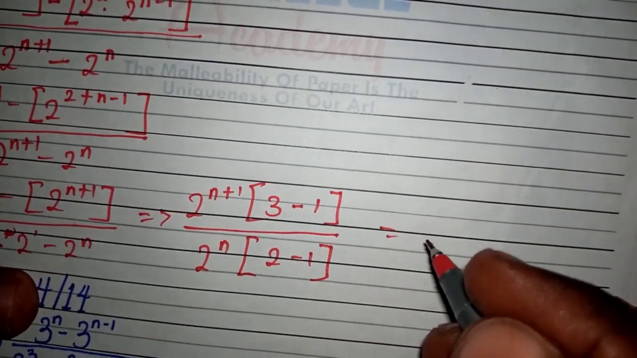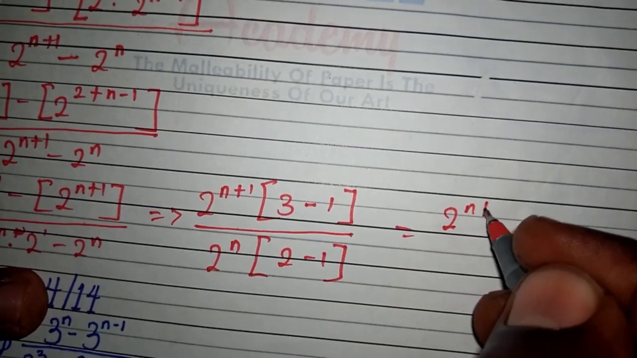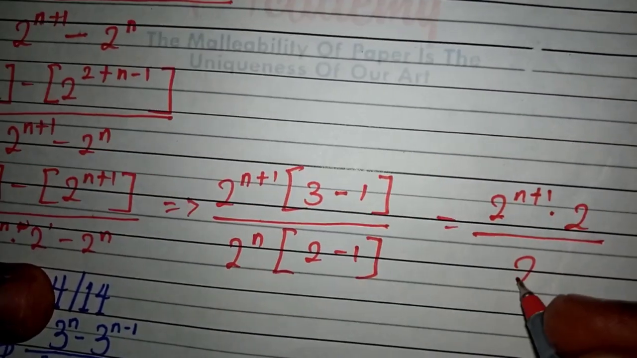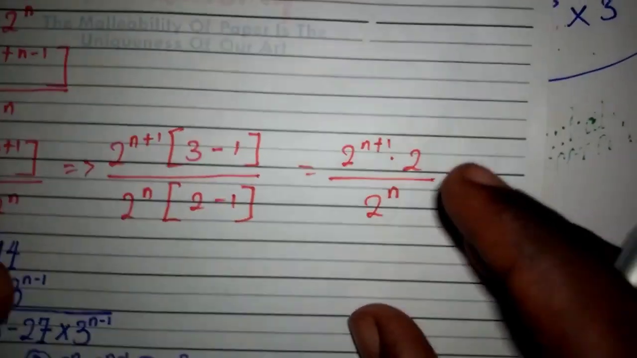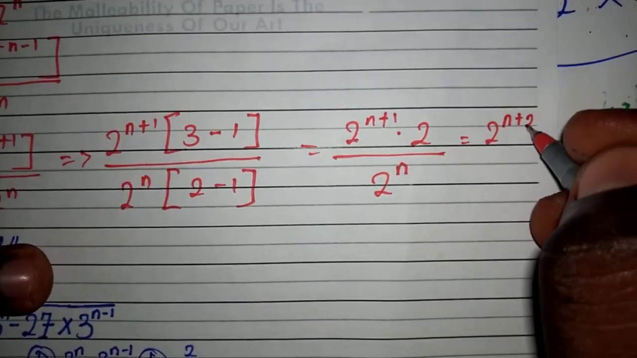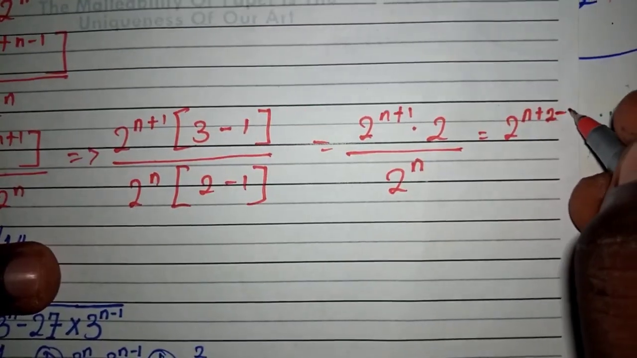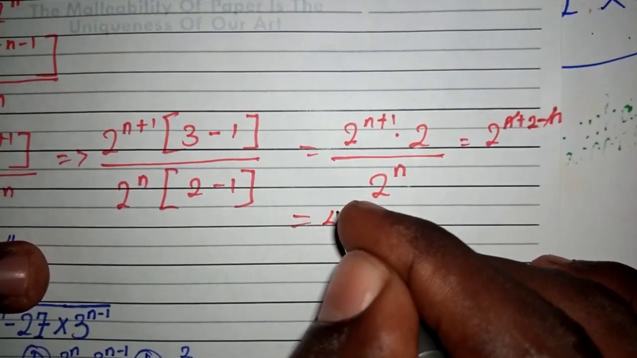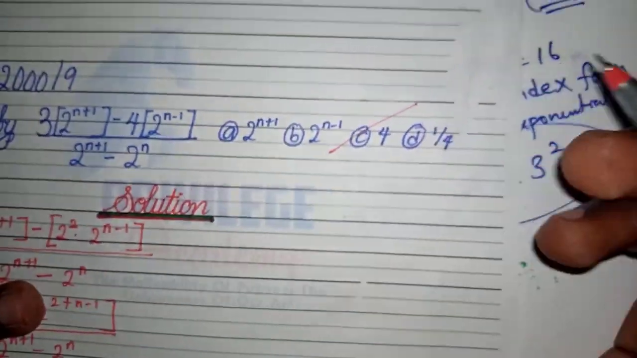Hence, this will give me 2. So I will have 2 to the power of n plus 1 times 2 divided by 2 to the power of n, because this will give us just 1. Hence, our result will be 2 to the power of n plus 2, because this one will have power of 1 plus 1, 2, then minus n. This and this cancel. Hence, our result is going to be 4, which is 2 to the power of 2. So the correct answer to that is C.